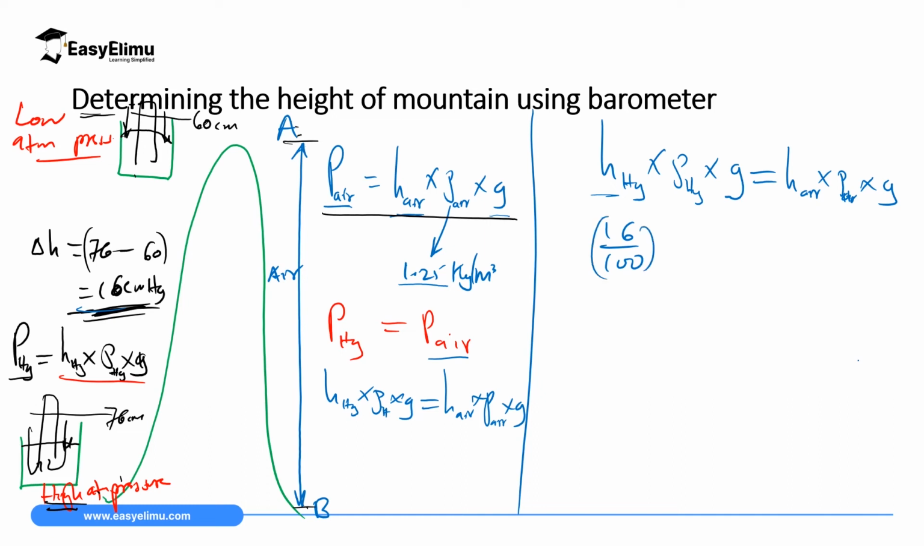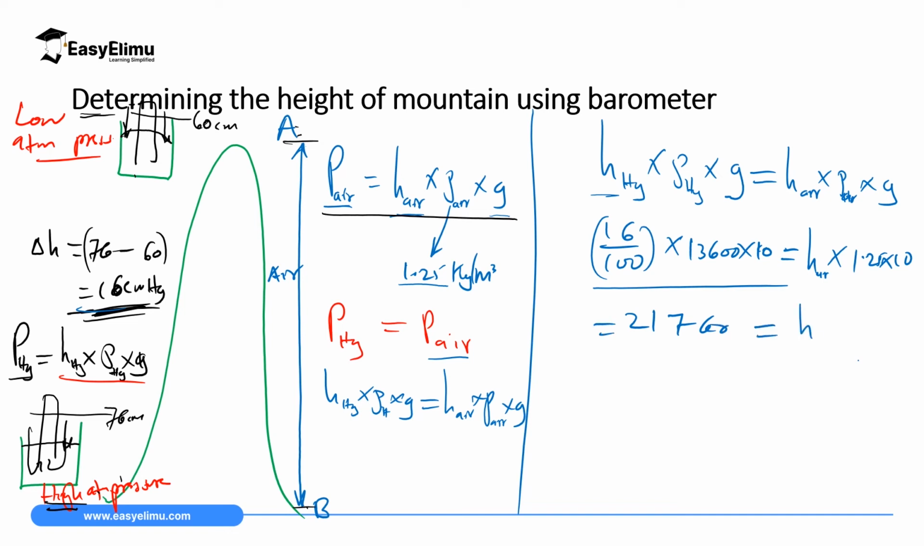Then we convert it to meters, times density of mercury, which is 13,600, times gravitational constant, which is 10. It will be the same as height of air, which is the height of the mountain, times density of air, we said is 1.25 times 10. Now, for us to get the height of the mountain, the first pressure here of mercury is 21,760, which equals height of air times 12.5, that is 1.25 times 10, which is 12.5.